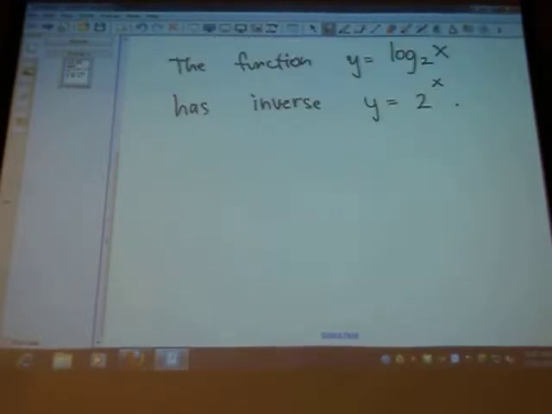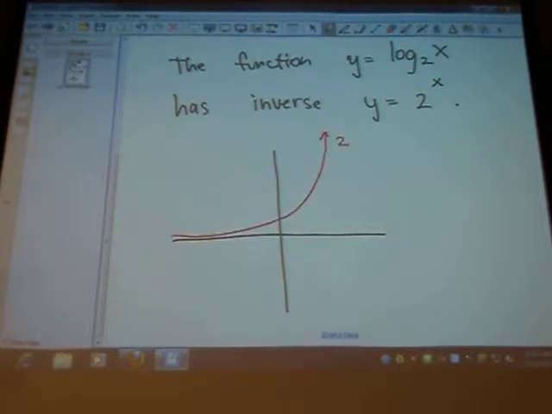Now, if I want to graph those, we know that 2 to the x power would look like an exponential function. Now how do we graph the inverse of a function? You fold it along y equals x. So here's y equals x. If I fold it along that line, then the logarithmic function would look like this.